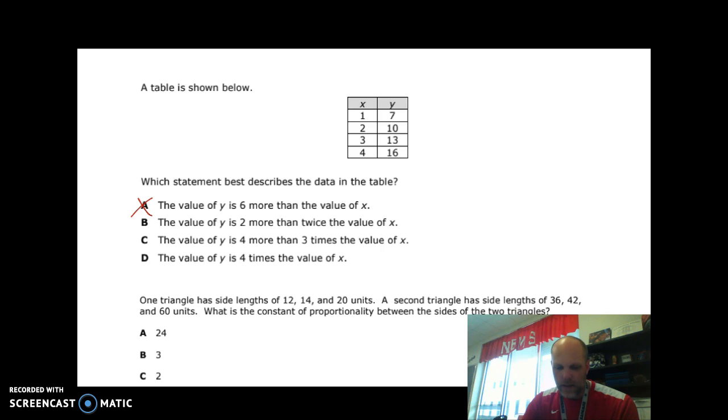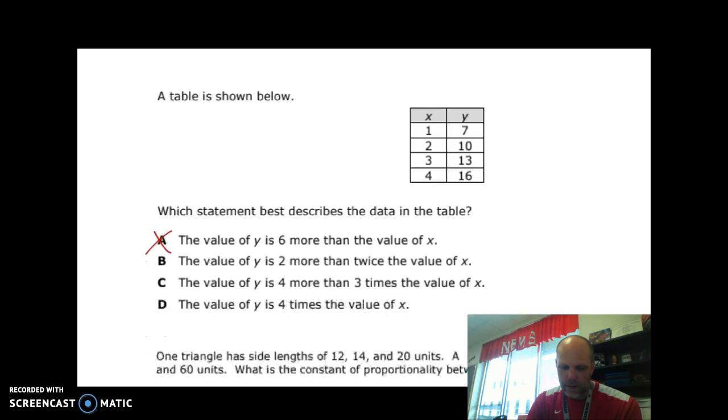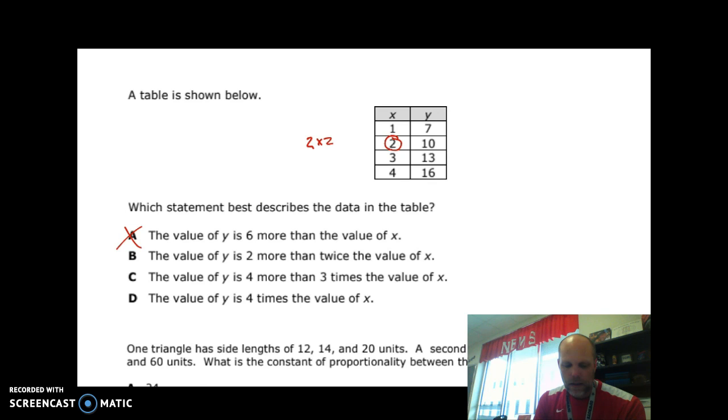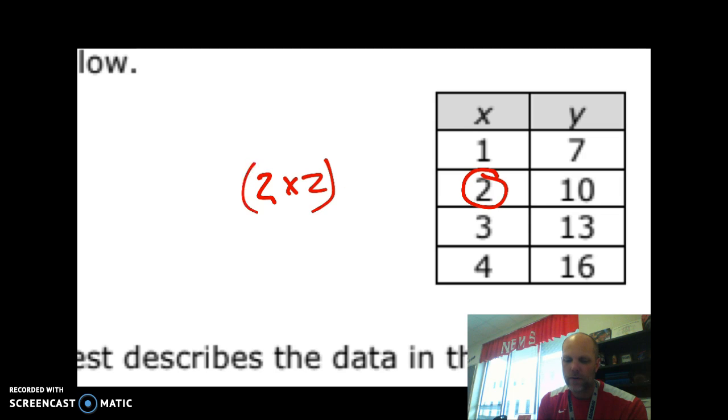B, the value of y is 2 more than twice the value of x. Oh, this is a tough one. So let's just look at this one. It has to be 2 more than twice that. What does twice that mean? Times what? Twice means 2 times. So first we have to do twice the value, and then it says 2 more than that. So you would have to add 2 more. What is that?